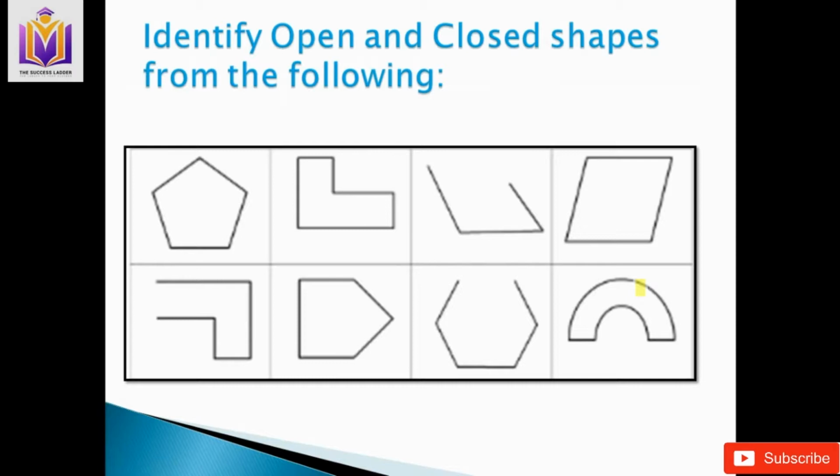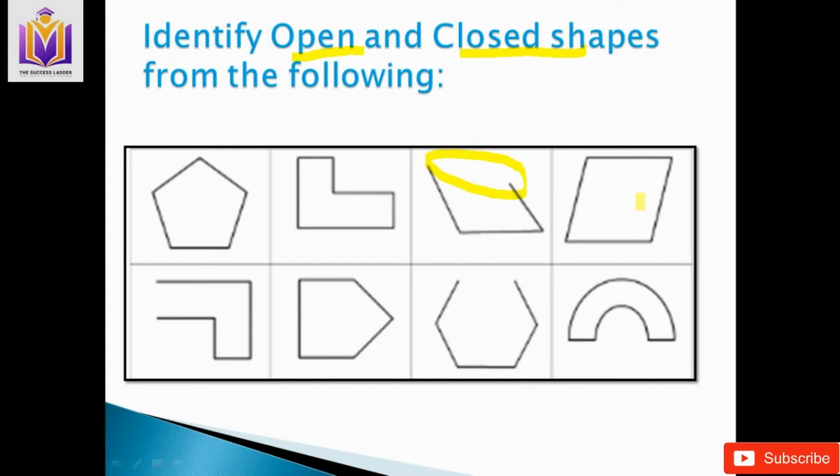Now here are a few figures and you have to identify which of them are open and which are closed. So we basically have to identify between open shapes and closed shapes. Now the first one, it is fully intact. The start point and the end point are the same. That means it is a closed shape. Similarly the second one is fully intact. Here also the start and end point are the same. This is also closed. The third one is open from this point. Here the start point is different and the end point is different. Both are different. So this is open.